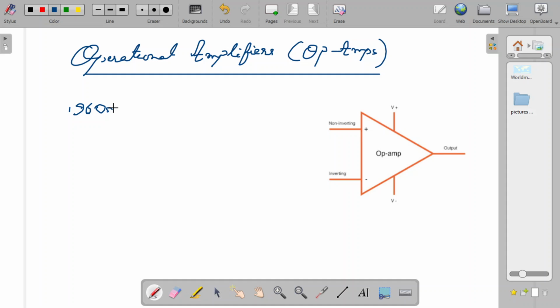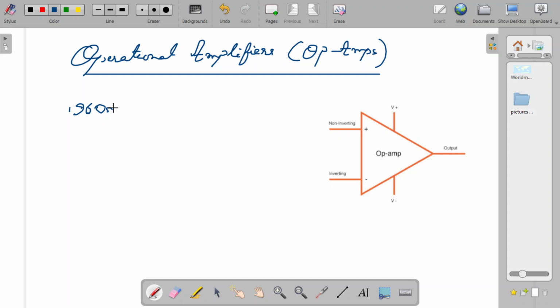And an operational amplifier is part of many electronic devices, whether it is timers, oscillators, or comparators. Most of the electronic devices have op-amps as part of them.